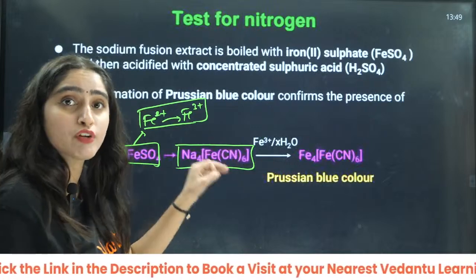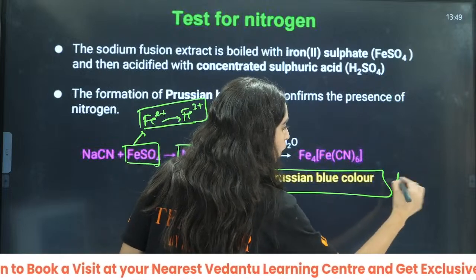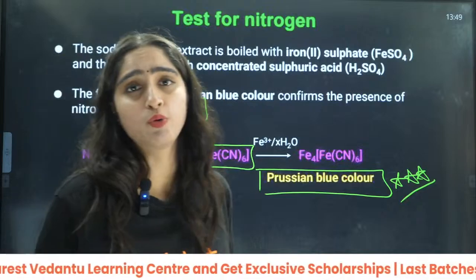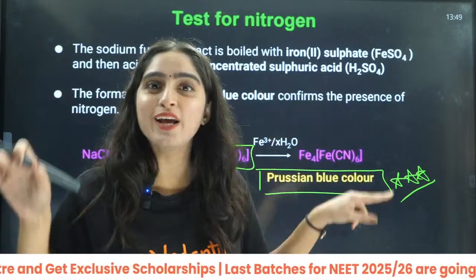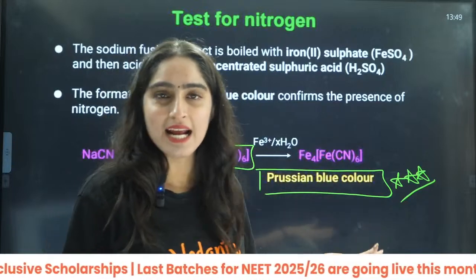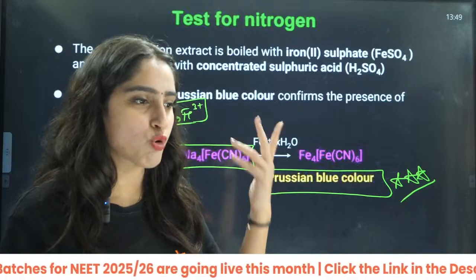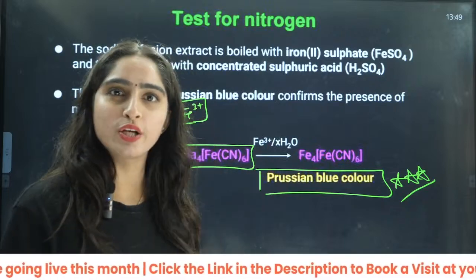And now you will have the formation of a new compound that is very, very important, which is called Prussian blue color. Prussian blue compound. So I also showed you one painting of this particular color, right? That was a very famous painting and you must have seen that painting so many times. In some movies also they show that painting.